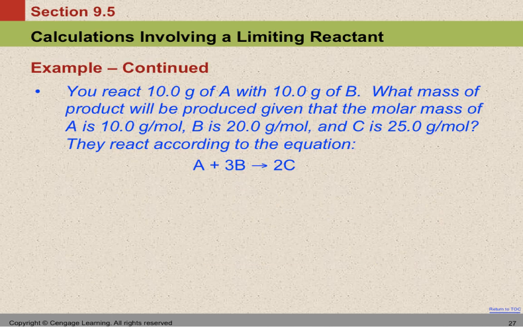So, adding some of that information into the given equation, I have that A has a molar mass of 10.0 grams per mole, B has a molar mass of 20.0 grams per mole, and C has a molar mass of 25.0 grams per mole. And they react according to that equation: A plus 3B yields C.